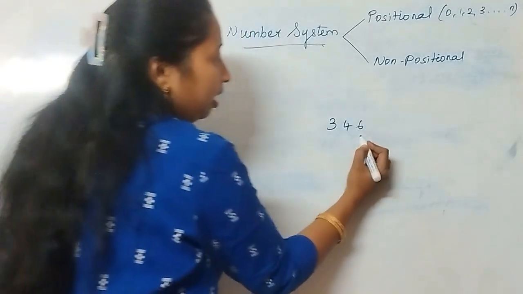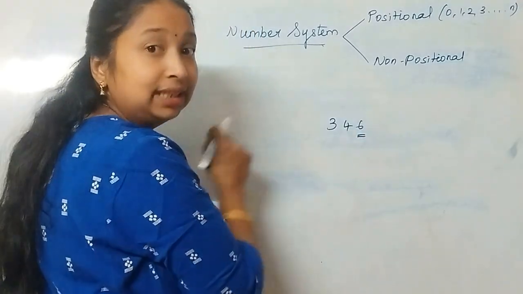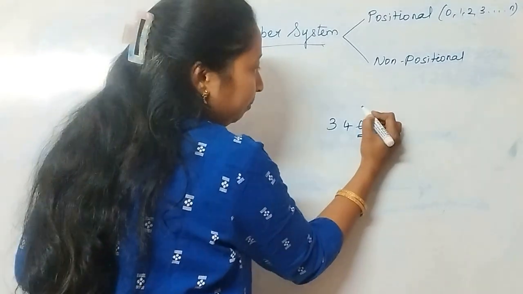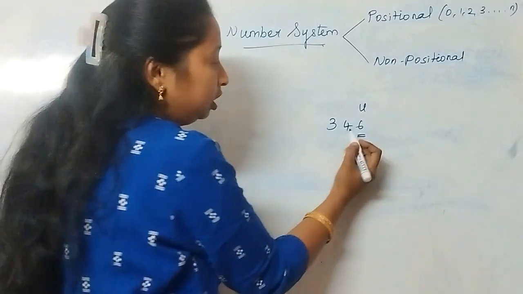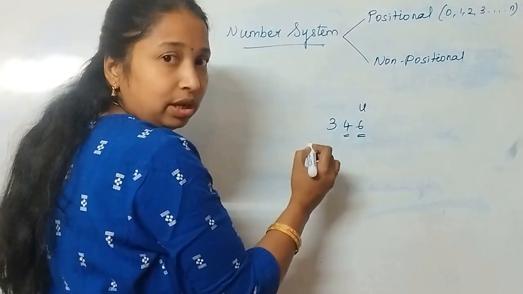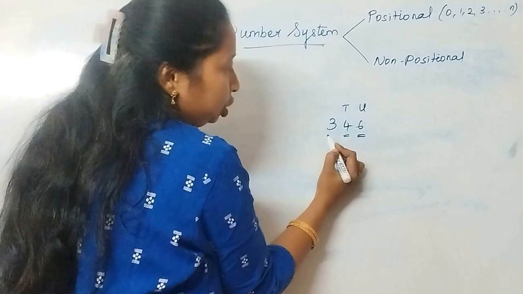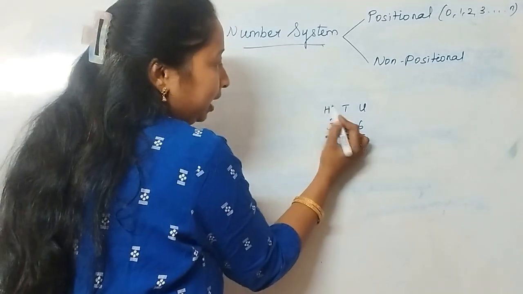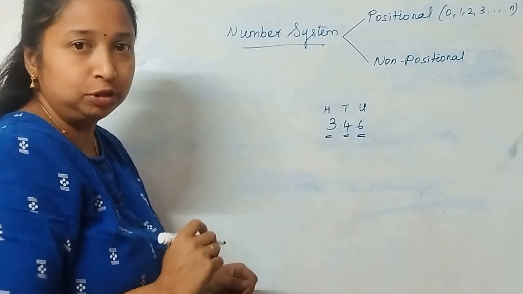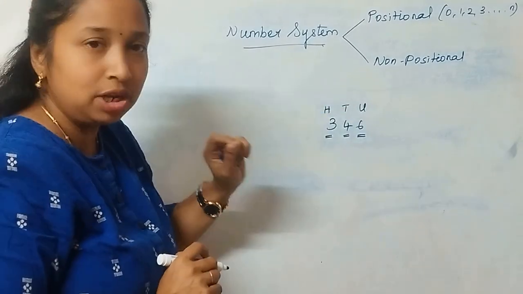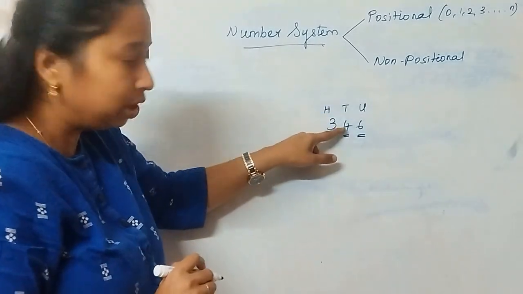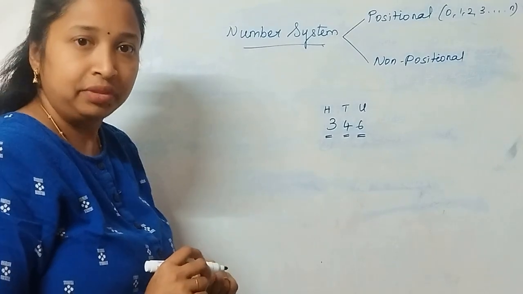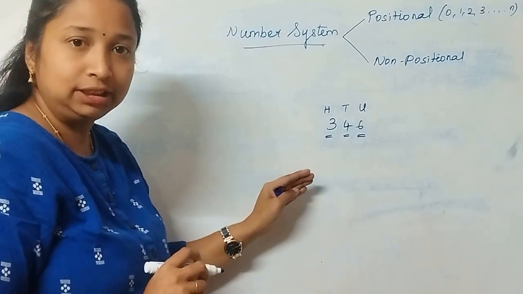What does it mean? The positional weight that is assigned to the number 6, it is in unit position. The positional weight assigned to the number 4, it is in tens position, and the positional weight assigned to the number 3, it is in hundreds position. These are the positional weights attached to that particular digit in this particular number. Clear? What is positional number system?